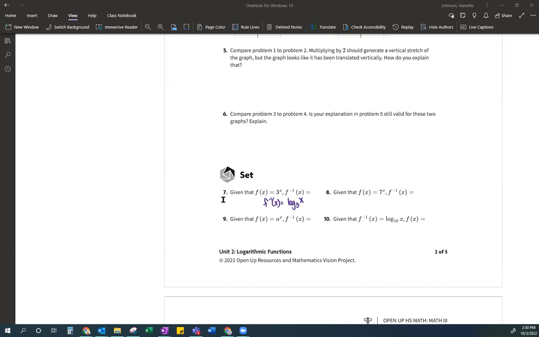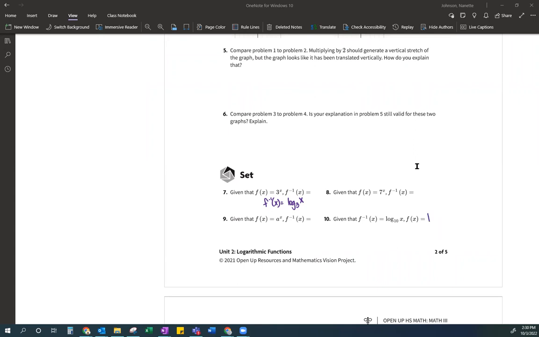Okay. So similarly, number 10, given that f inverse of x is log base 10 of x, what do you think f of x would be? So how do you undo log base 10 of x? Yes, very good. It's going to be 10 to the x.